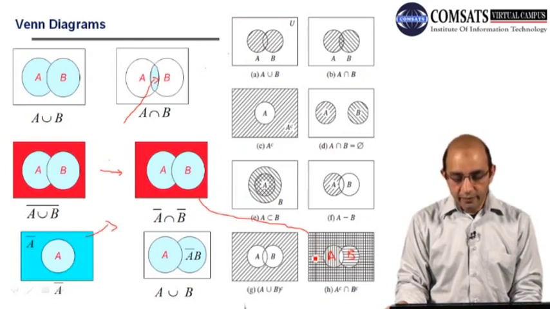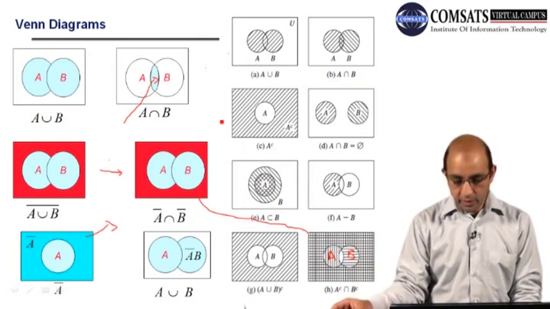But if you talk about the A complement only, this should not pass through A. And if you talk about the B complement, those vertical lines should not pass through B. So this is a little bit about Venn diagrams, and that is basically the base of this Boolean algebra.